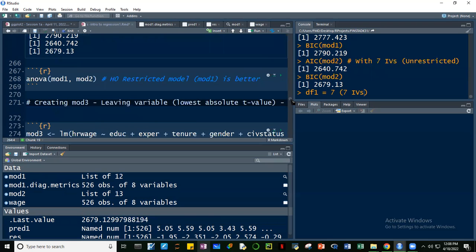Now, statistically, pwede natin i-test yan using this function ANOVA. So ANOVA, Model 1, Model 2. Okay, remember Model 1 is our restricted, Model 2 is our unrestricted. And ang null hypothesis dito, mas maganda si restricted model. Okay? Mas maganda si restricted model kaysa sa unrestricted. Let's run this.